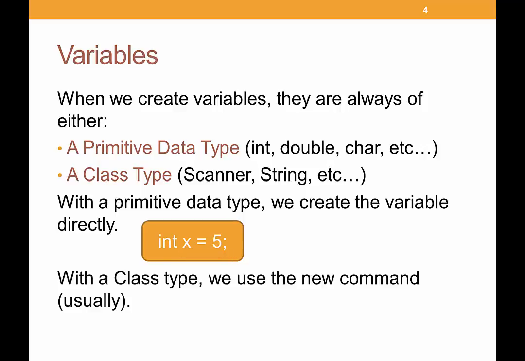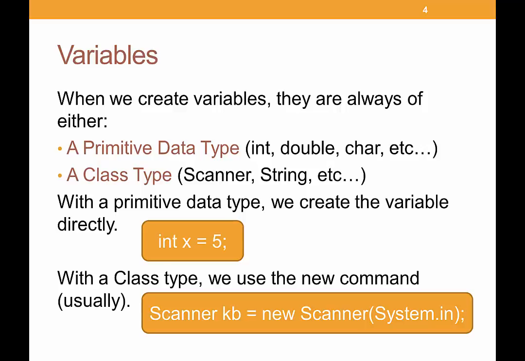With a class type, we typically, not always, but typically use the new command. So an example is when we say Scanner kb equals new Scanner. What I'm doing is I'm creating a new variable named kb that will store a Scanner object. Now kb is just a name. We could call this name anything we want. We could call it input. We could call it Fred if we wanted to, right? It's just a name. It's just sort of a handle that we can grab this object by.